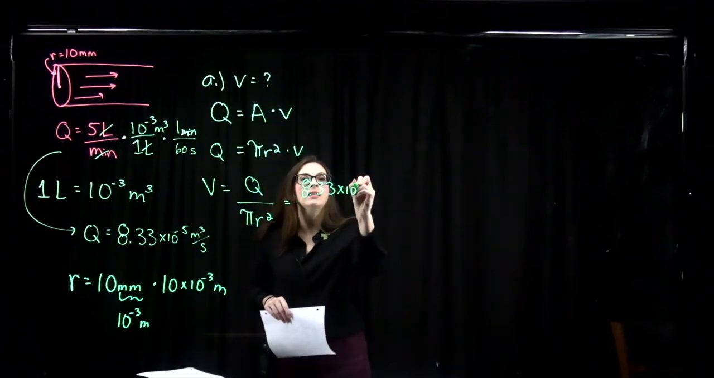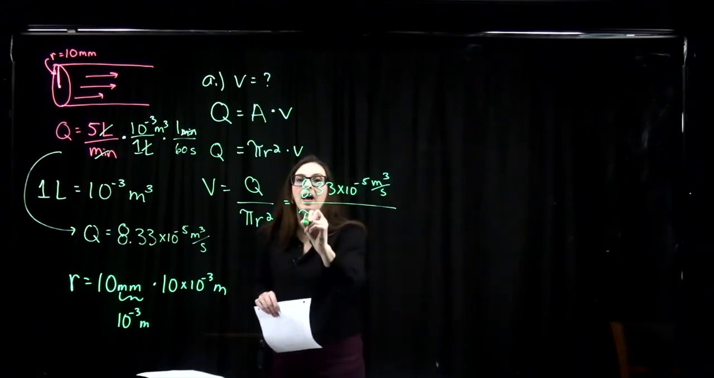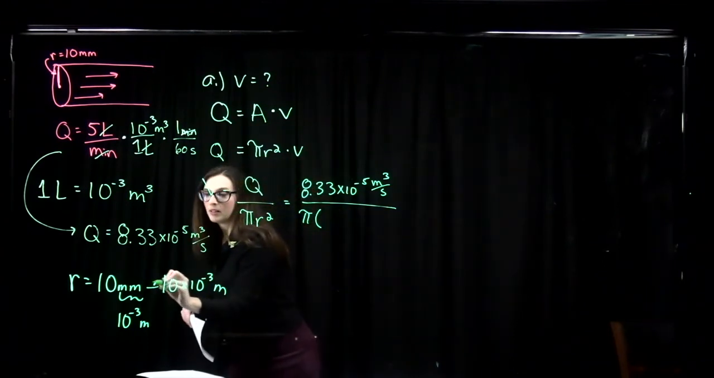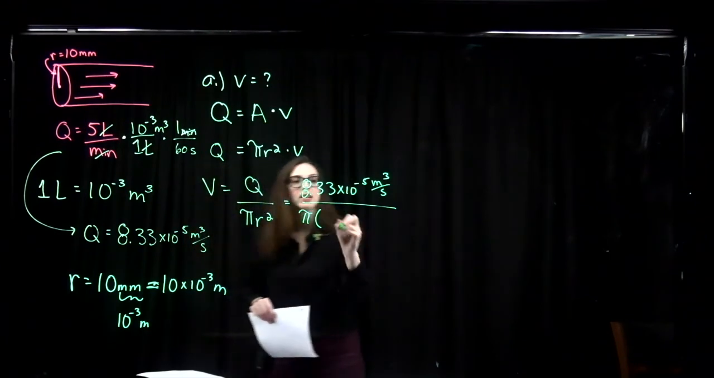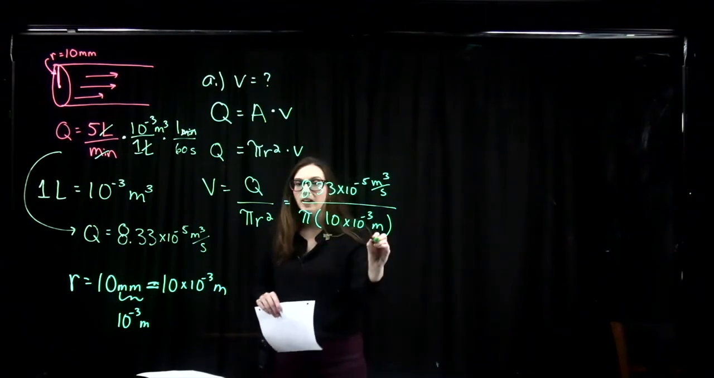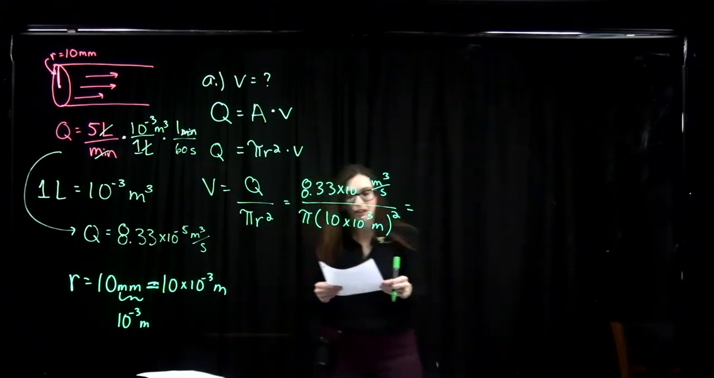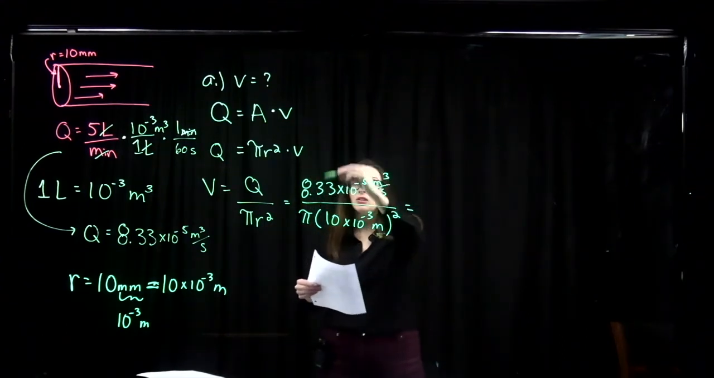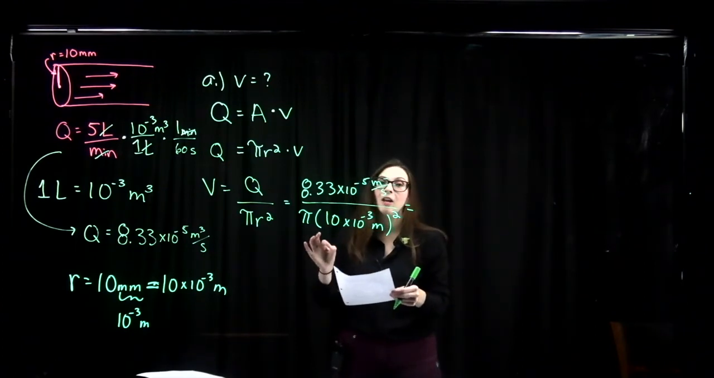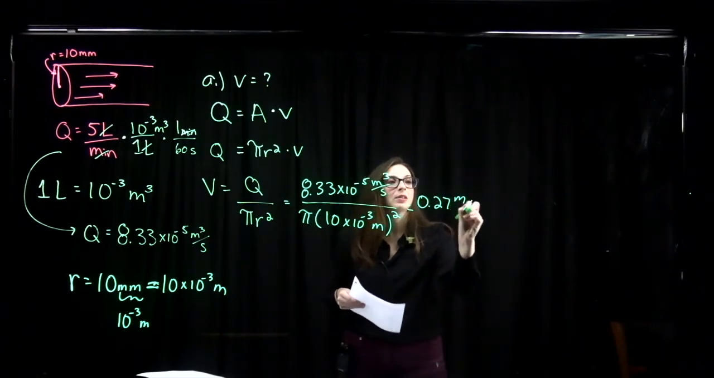Okay, so then my speed of the blood through the aorta is going to equal 8.33 times 10 to the minus 5 meters cubed per second divided by pi times the radius of my aorta, which equals 10 times 10 to the minus 3 meters, that's the radius here, and I have to square it. That's the same thing as 10 millimeters. All right, and then punching this into the calculator, my speed of blood flow through the aorta is 0.27 meters per second.